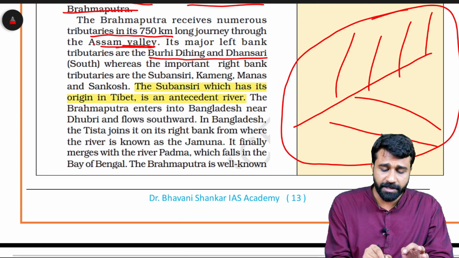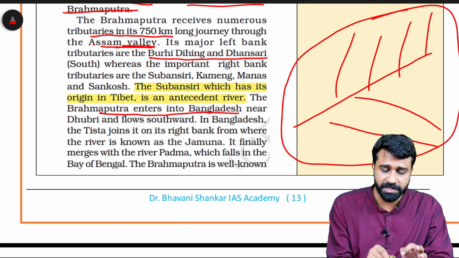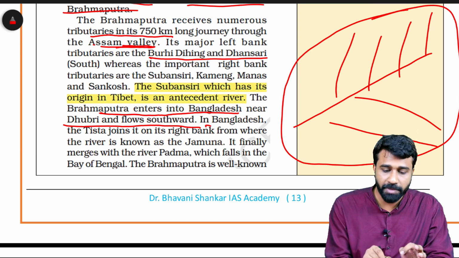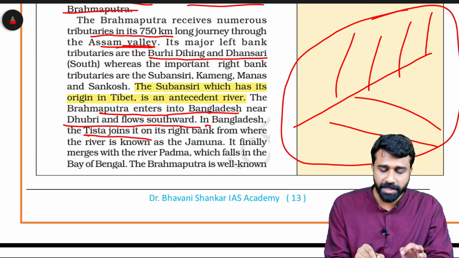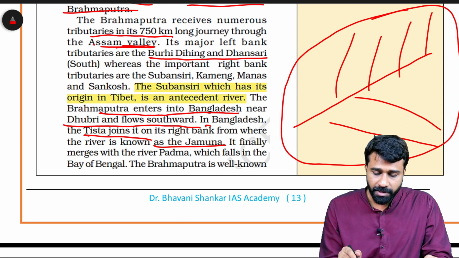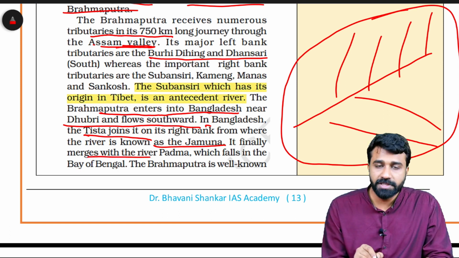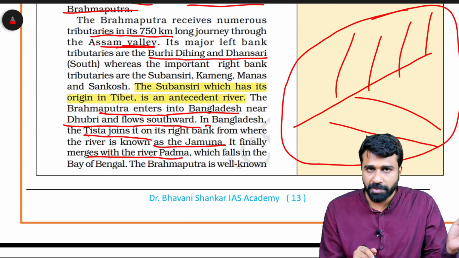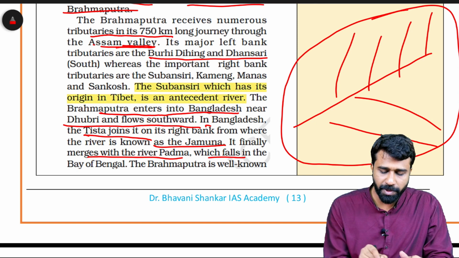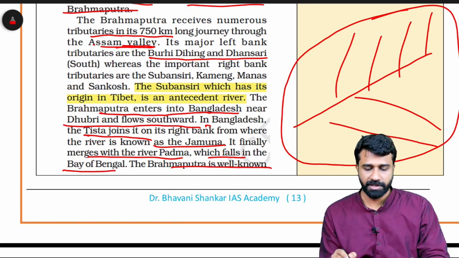Next, the Brahmaputra enters Bangladesh near Dhubri and flows southward. In Bangladesh it is joined by Teesta and it is named Jamuna. So, different names I am telling you. Finally it merges with river Padma. River Padma is known as Ganga in India actually, which falls in the Bay of Bengal. Brahmaputra is a well known river, right.